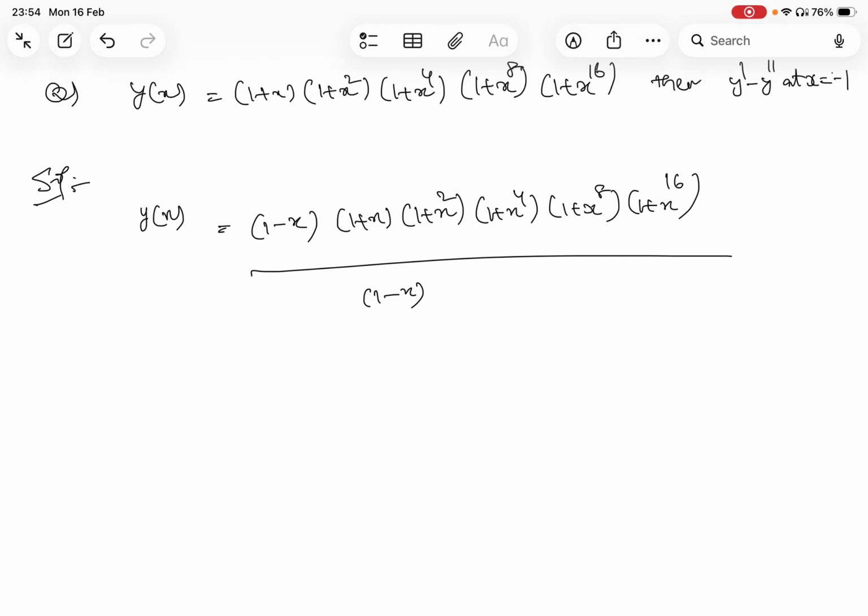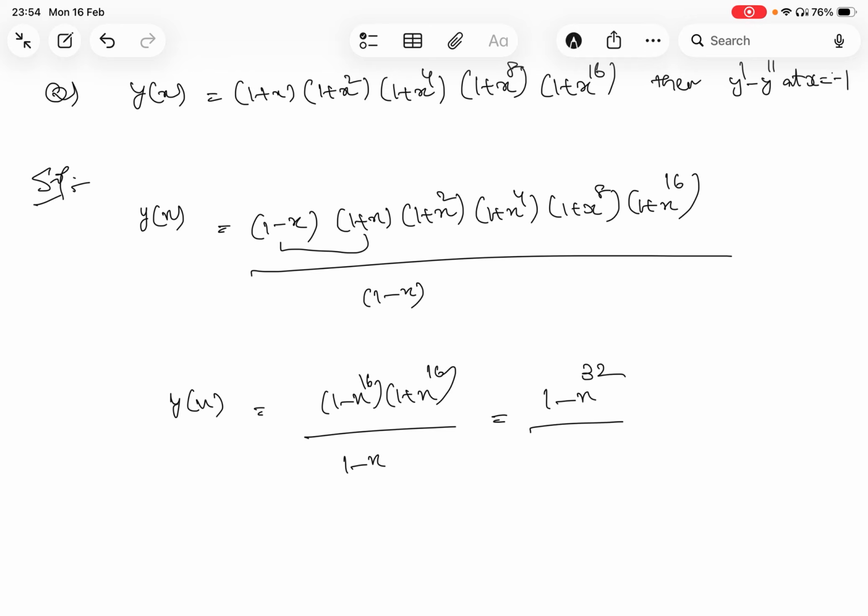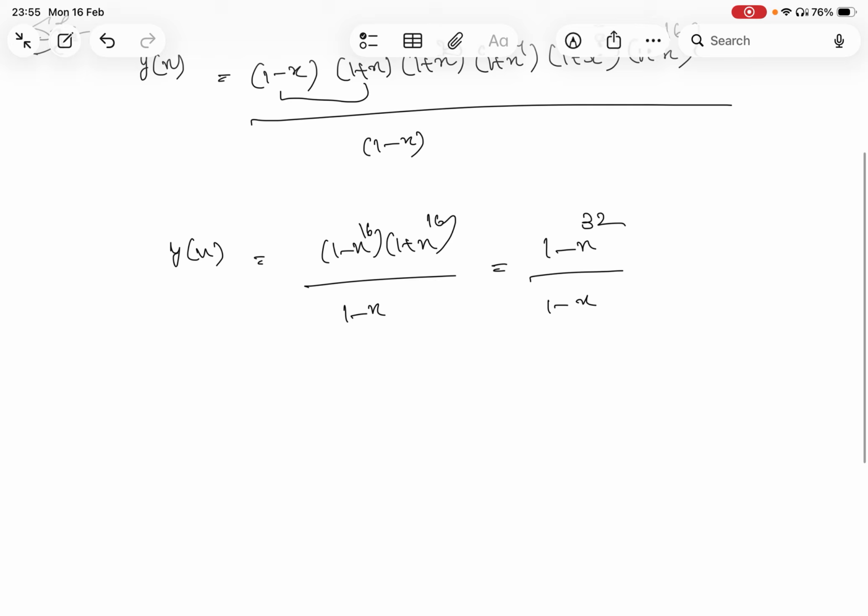Now here, as you can see, this becomes 1 minus x square. This 1 minus x square into 1 plus x square becomes 1 minus x power 4. 1 minus x power 4 into 1 plus x power 4 becomes 1 minus x power 8. 1 minus x power 8 into 1 plus x power 8 becomes 1 minus x power 16. Then this becomes 1 minus x power 16 into 1 plus x power 16 by 1 minus x. This will be 1 minus x power 32 by 1 minus x. Now let's expand this.